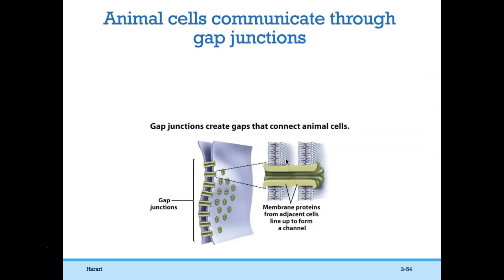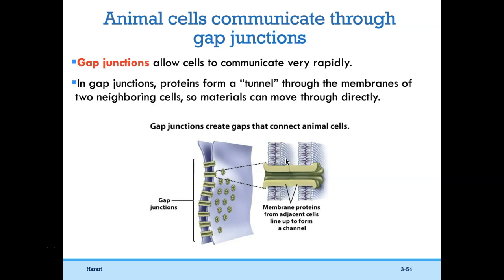The next type of junction is called a gap junction, and this helps cells to communicate very rapidly. In gap junctions, proteins form a kind of tunnel through the membranes of two neighboring cells. There are 6 proteins that come together to form a tunnel, and molecules can go very rapidly from one cell to the next. They don't have to rely on exocytosis and endocytosis to go from one cell to the next. They can just go through these little secret tunnels made of proteins. So the membrane proteins line up in a certain way to form a channel for small molecules to go through. These can be ions or very small molecules.